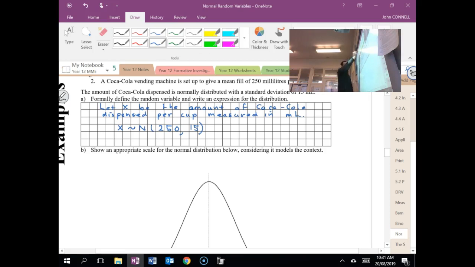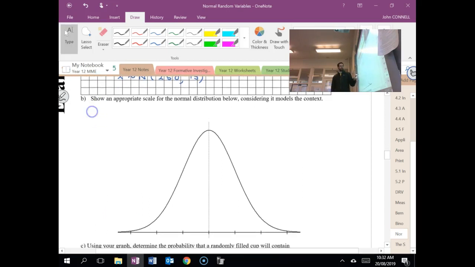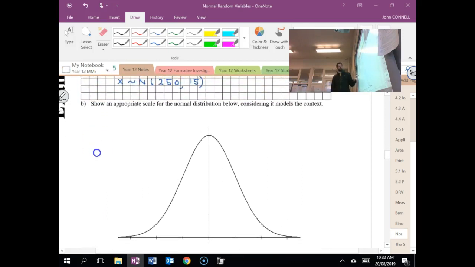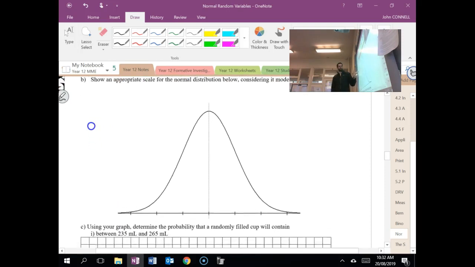Now for a continuous random variable, like a discrete random variable or for a normal distribution, we can always start off with let x be the amount of, and then you give the quantity, and then you say measured in. So that can be your setup for defining any random variable, and you just need to fill in the specifics of the actual question. So Coca-Cola dispensed per cup and measured in milliliters. Okay, show an appropriate scale for the normal distribution below considering it models the context.